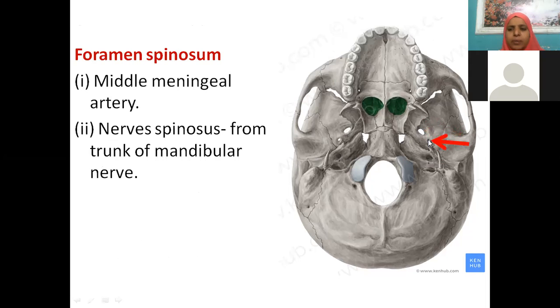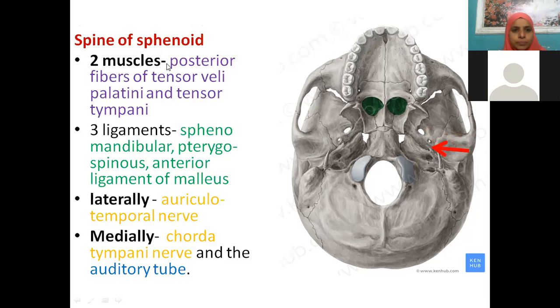Now behind the foramen ovale, we have the foramen spinosum. We have seen the middle meningeal artery passing through this, and the nervus spinosus, that is, a branch from the trunk of the mandibular nerve. From the trunk of the mandibular nerve, one small nerve comes, which you call the nervus spinosus.